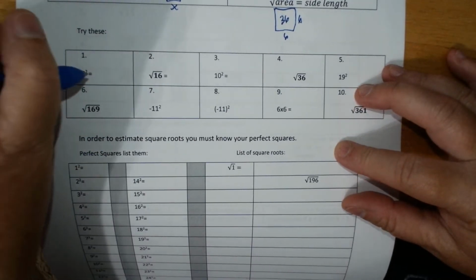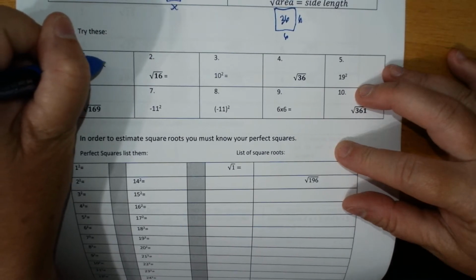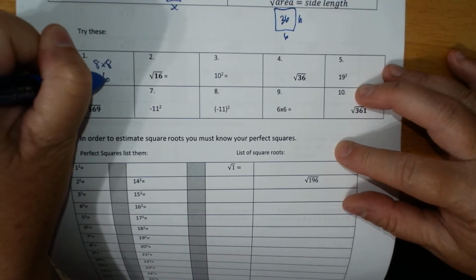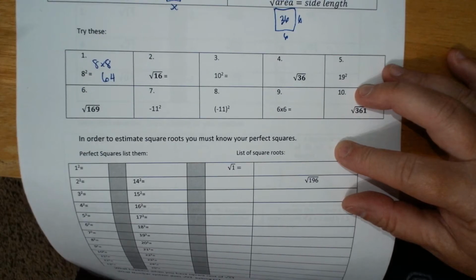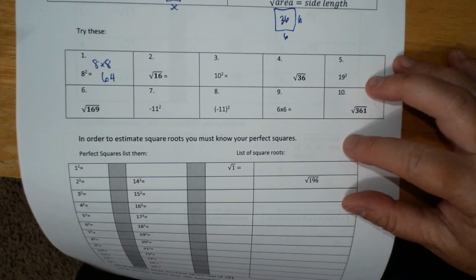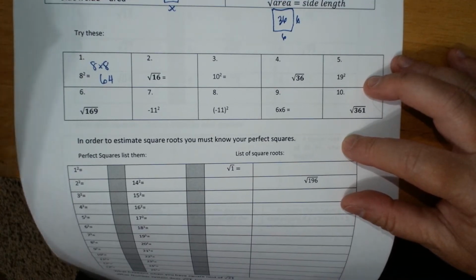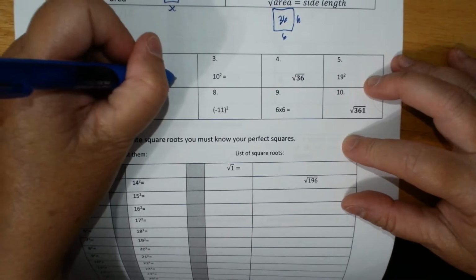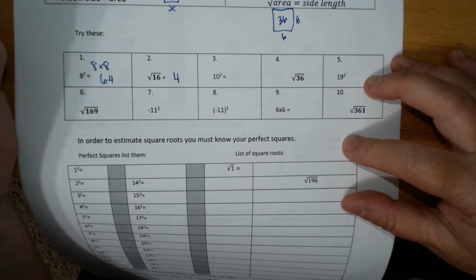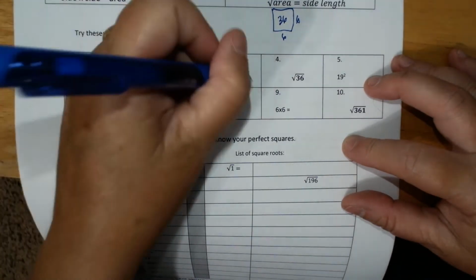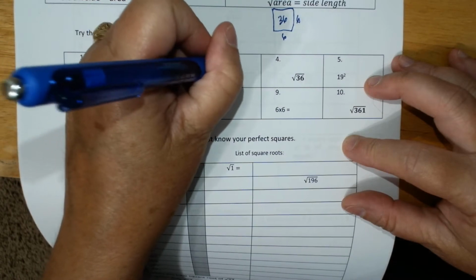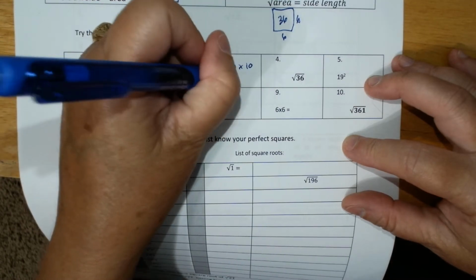So 8 squared is 8 times 8, which is 64. Some of these you're going to have to memorize, at least up through 15 squared. It will make your life a lot easier if you memorized them and could recognize them. Square root of 16 is 4. 10 squared is 10 times 10, which is 100.